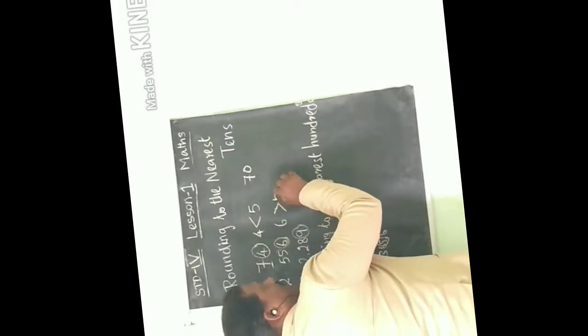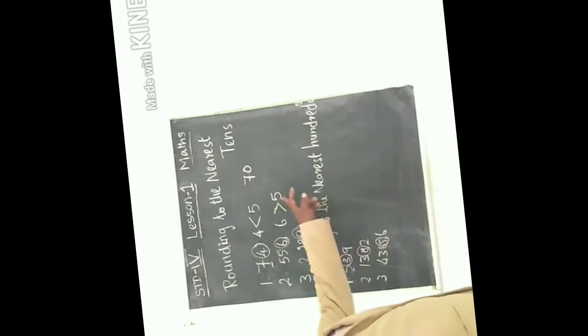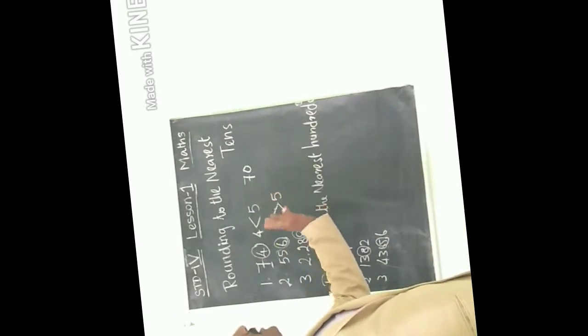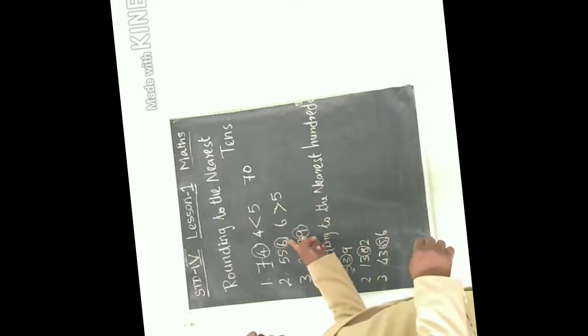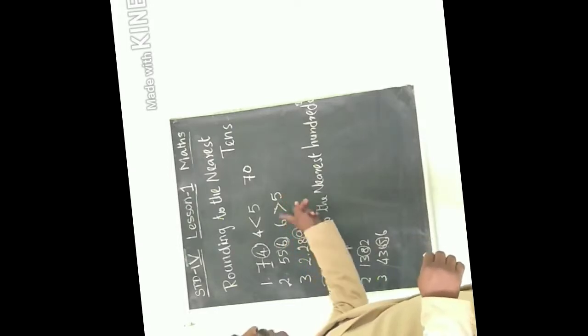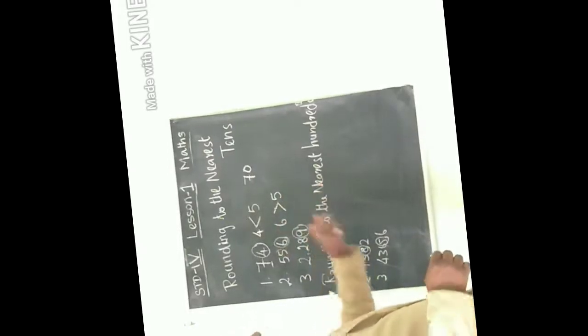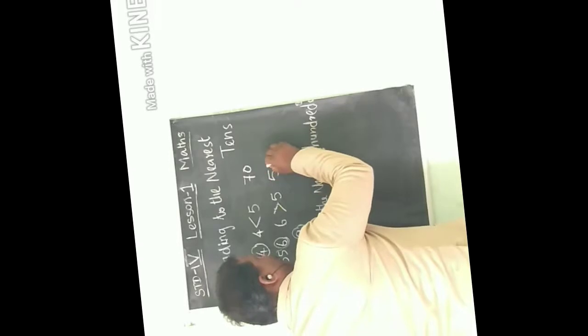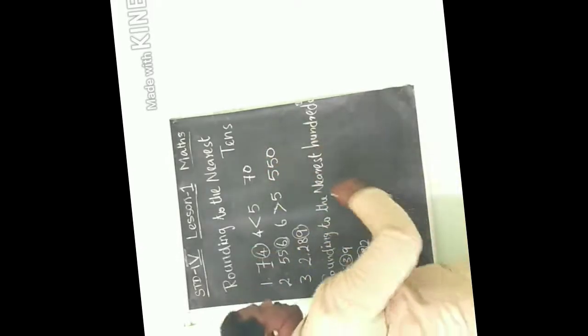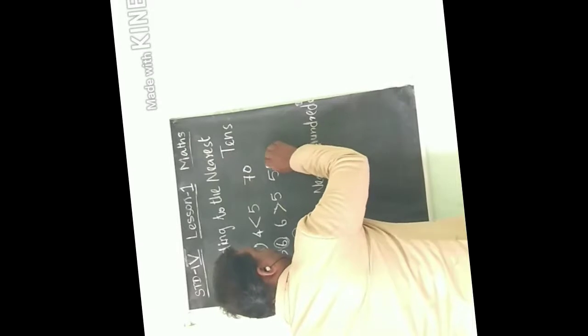Okay, greater than 5. Always we have to compare with 5. If it is above 5, we take the greater number. Below 5, we take the lower number. So 556. 6 is in the nearest 10 place. Above 5, compared to 5, 6 is greater than 5. So we have to take the higher value. Sorry, 560. This is the rounding number.